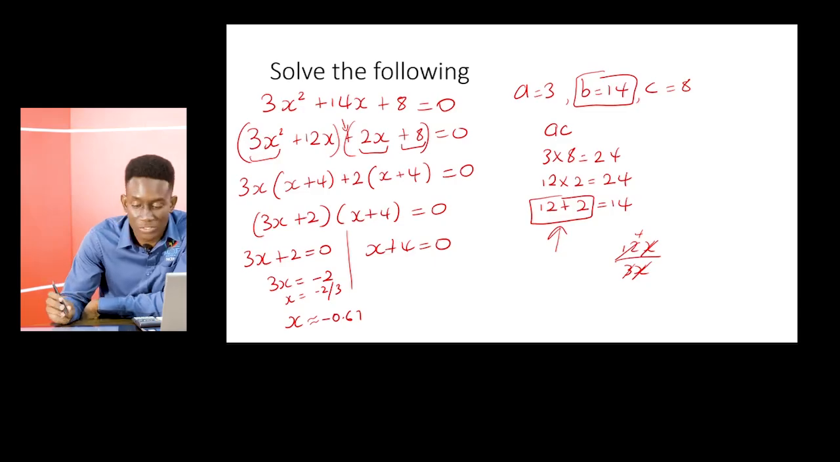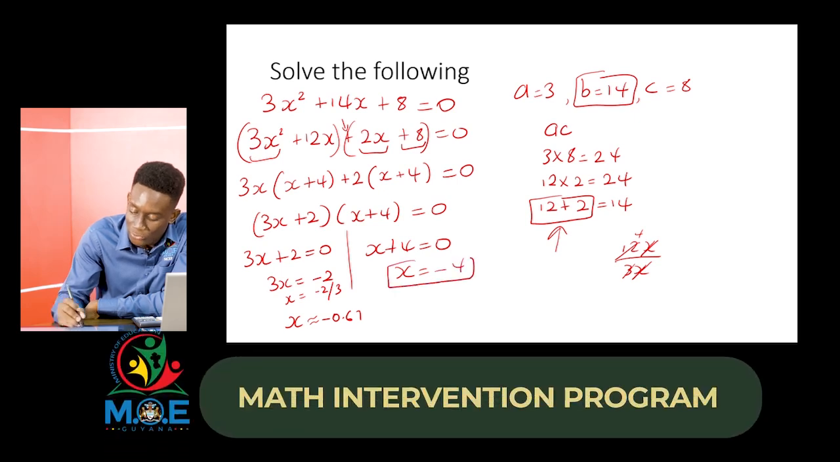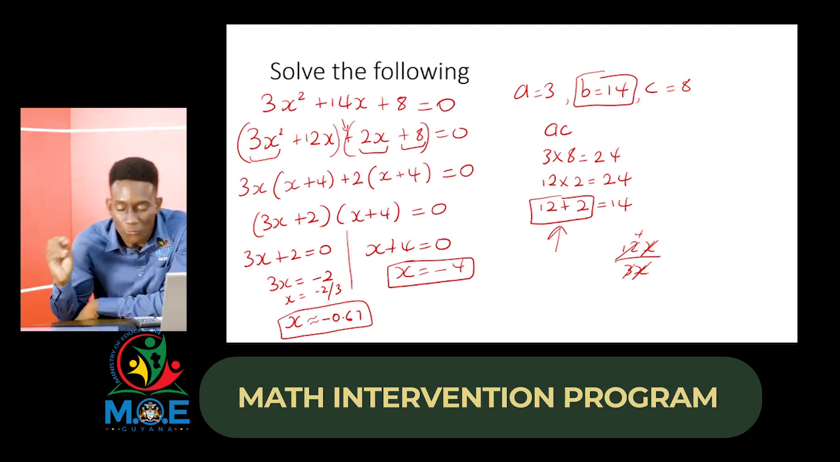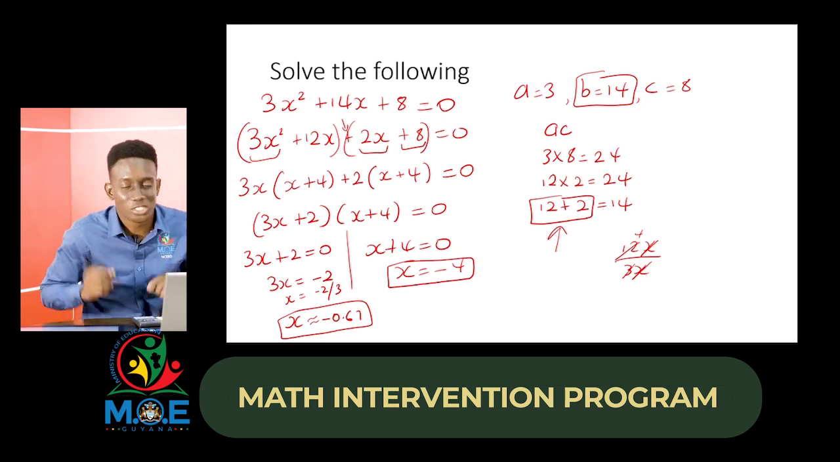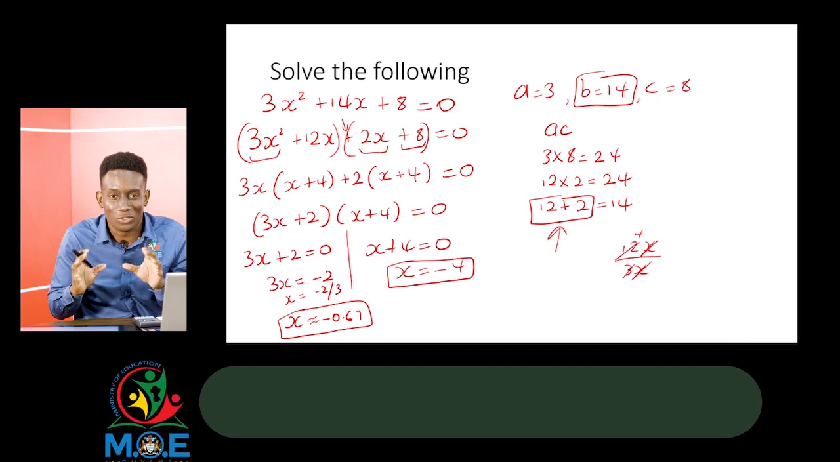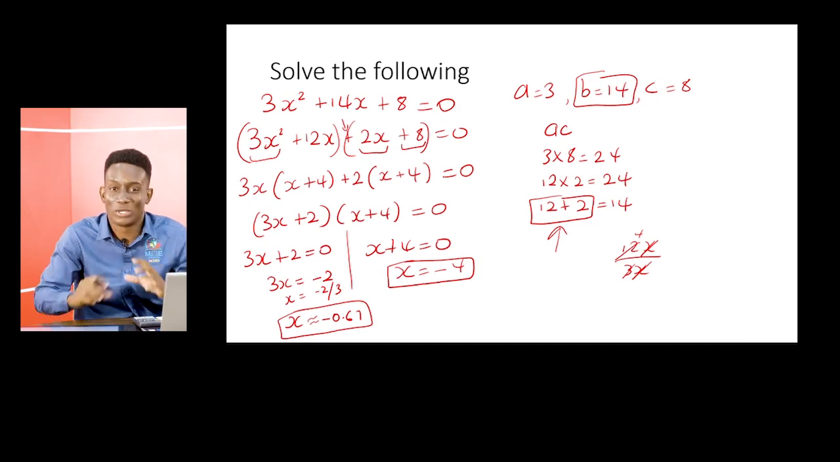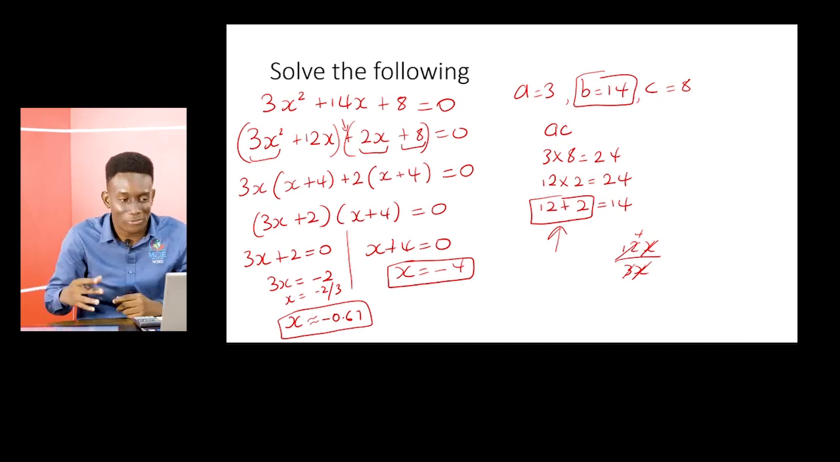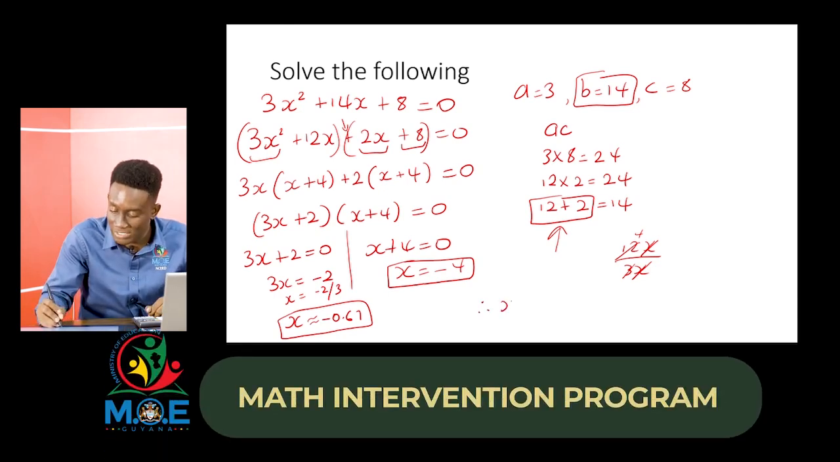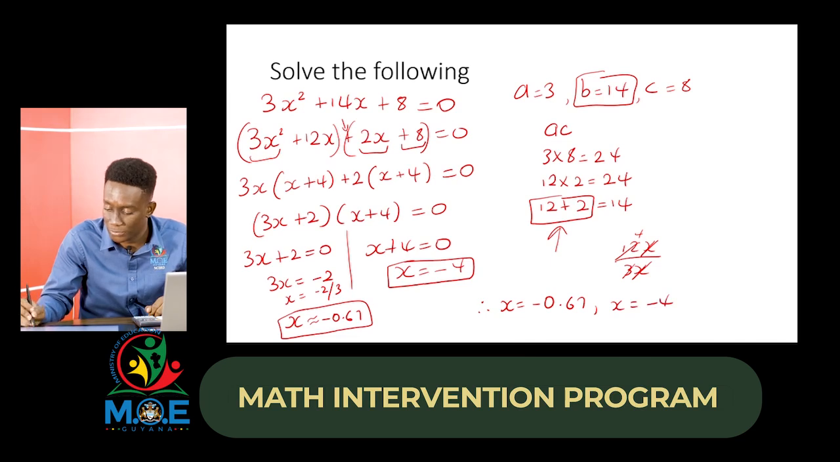X plus 4 is equal to 0. So x is equal to, the 4 is adding, and we take the will subtract, so we'll have x is equal to negative 4. So we have our two values for x. And of course, we know we can check to see if our answer is correct. So we don't have to check as long as you know what you did is correct. You don't have to go back and check, but I would advise that you check. So in your own time, you can check to see if this answer is correct. So we can end off by saying, therefore, x is equal to negative 0.67 and x is equal to negative 4.